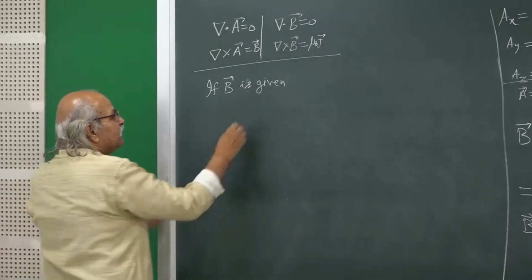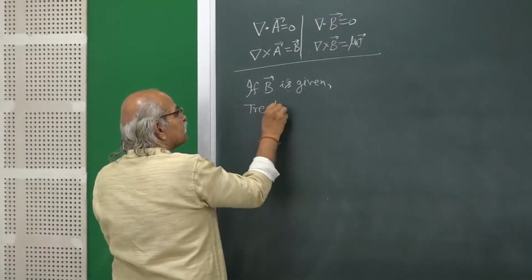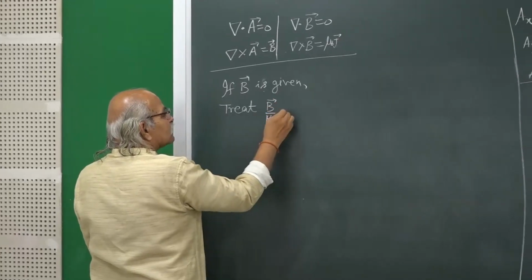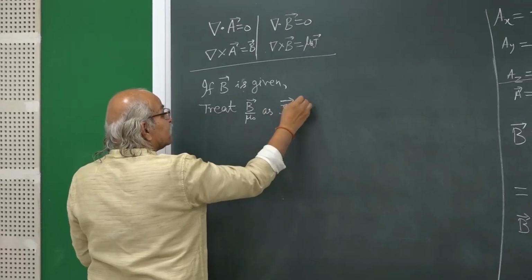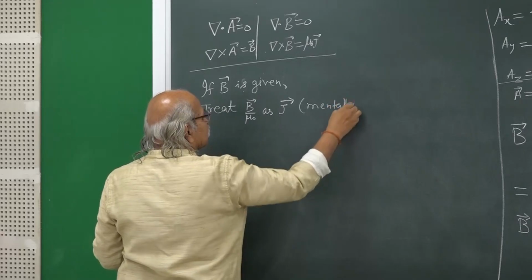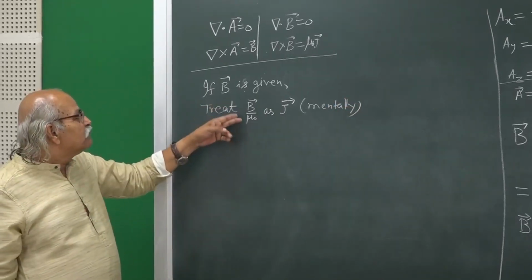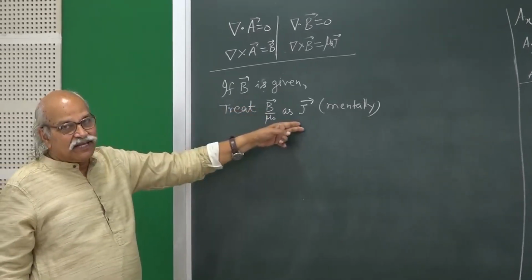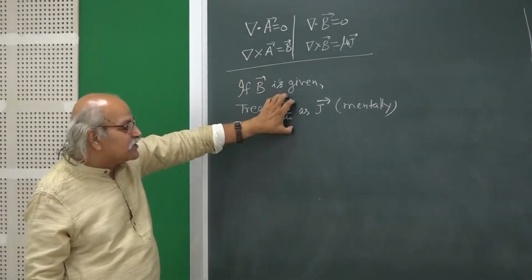So, if B is given, treat this B, or B by mu naught, as J. Mentally, it is virtual, it is not real. B by mu naught will not have the same dimensions as J. So, just look at the mathematical expression.